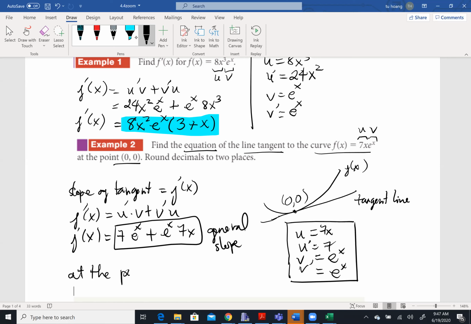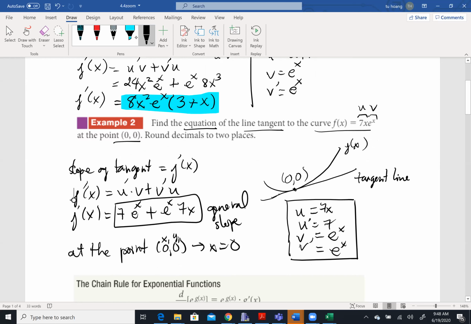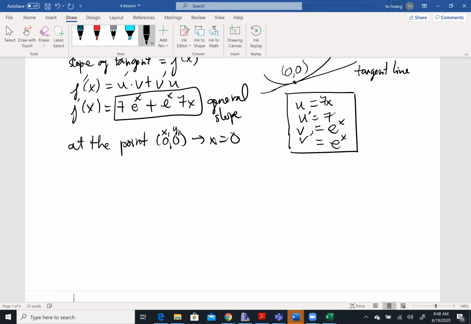The point (0, 0). Which means what? We mean x equals 0, right? X here, y here, right? X in here equals 0. So I need to find the slope at this point, right?